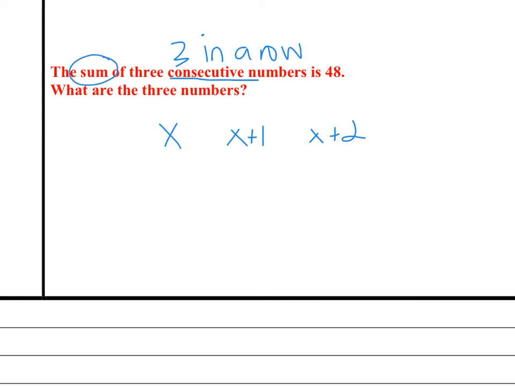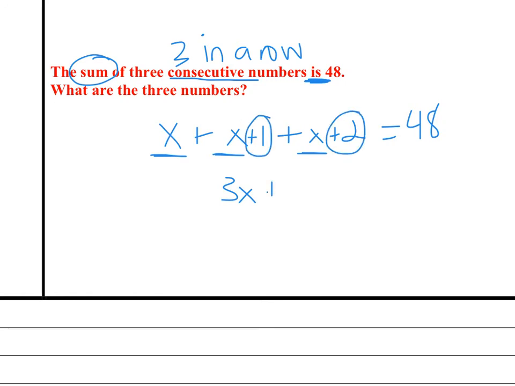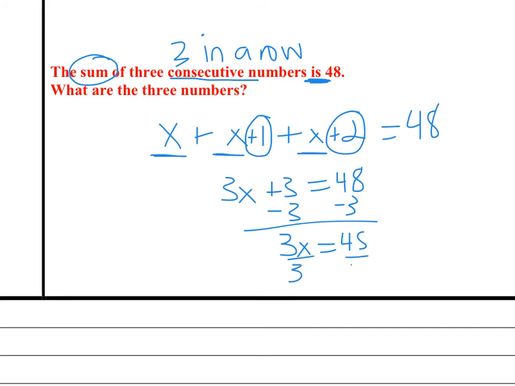And then it says the sum of these 3 things. So that means I'm supposed to add them all together. And the answer, we talked about, means equal sign, is 48. So here's my equation to solve. So I need to combine like terms. I have an x plus an x plus an x, so 3x. And I have a plus 1 and a plus 2. So 3x plus 3 equals 48. I can subtract 3 from both sides, so 3x equals 45. And I need to divide 3 on both sides, so x equals 15.